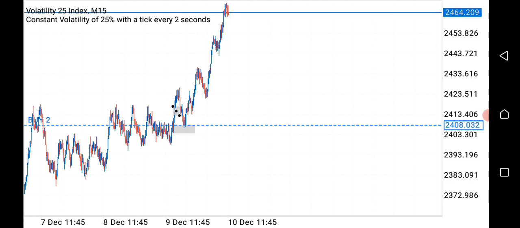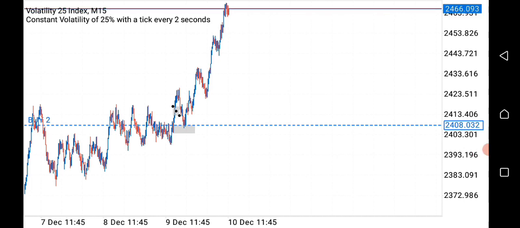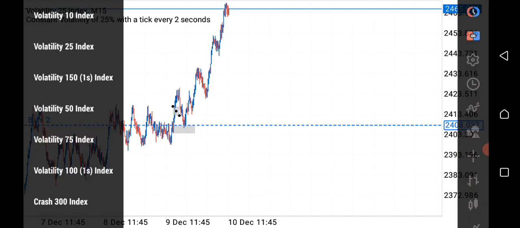The same thing also happened on Volatility 150x 1s. This is it.